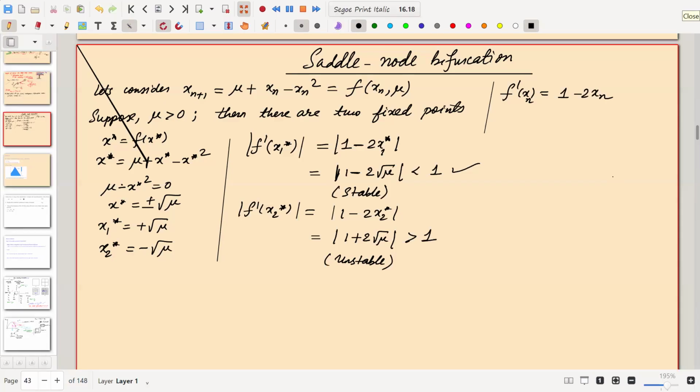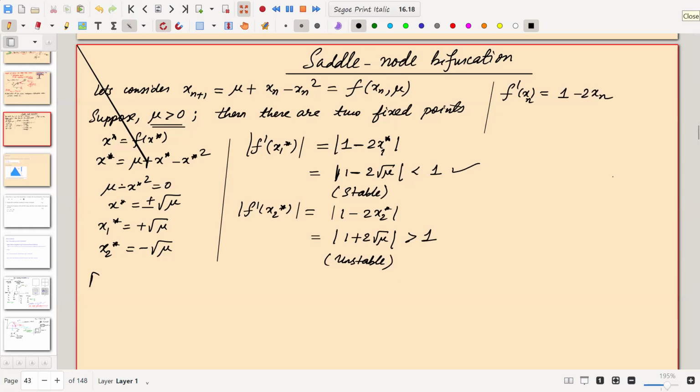But one thing you notice is that only if mu is greater than 0 are there two fixed points. If mu is less than 0, what happens? For mu greater than 0, what is the story so far? We have two fixed points, x1 star and x2 star, right? x1 star is always stable, x2 star is always unstable, for mu greater than 0.